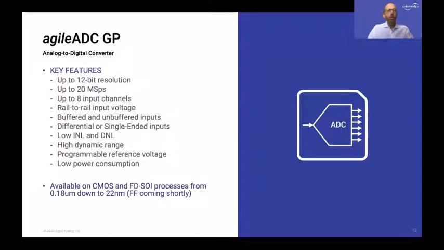So let's look at our first ADC product. This is more or less a general purpose ADC. Key features include a 12-bit resolution, up to 20 megasamples per second, multiple input channels, rail-to-rail input, buffered or unbuffered. You could have a differential version or a single-ended version. Performance-wise, you have low INL and DNL, a higher dynamic range. It includes a programmable reference voltage and has lower power consumption. This product is available on CMOS and FD-SOI processes down to 22 nanometers, and FinFET support will be coming shortly.